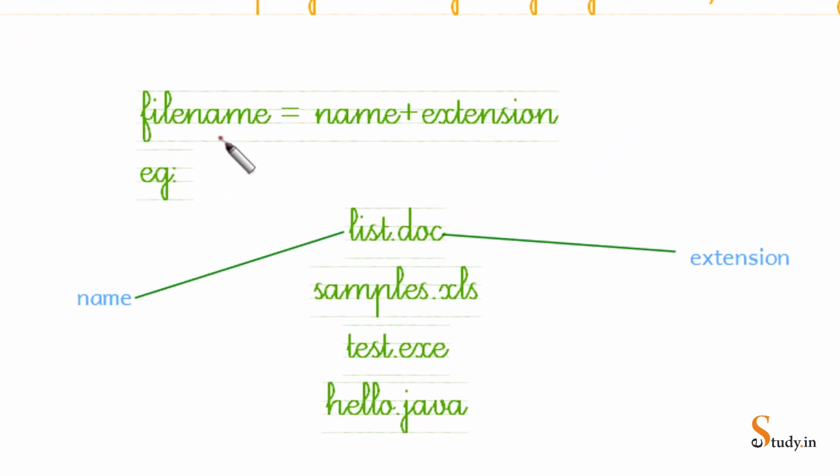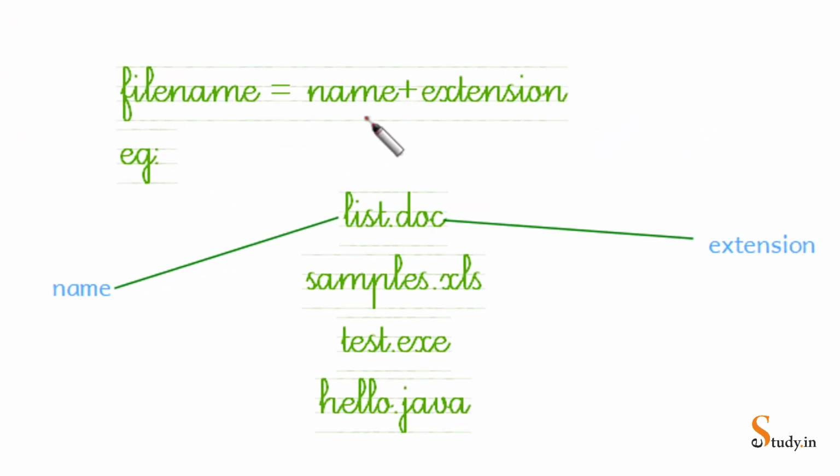Now another thing which you should be comfortable with is the file name. You must remember that every file name has two parts. One is the name of the file and second is the extension of the file. Both are separated with a dot or a period. If you see this file list.doc, here list is the name of the file and doc is the extension. Every file that you create will get an extension according to the software which you used to make the file. So if you have a file list.doc, most probably you made it in Word. Now if you see the second file, samples.xls, this is an Excel file.